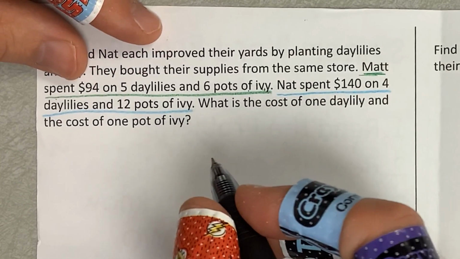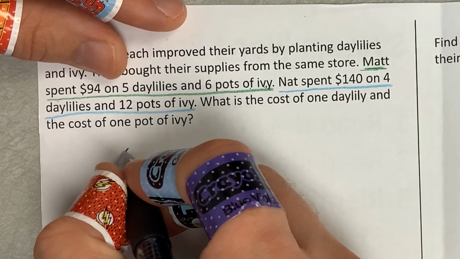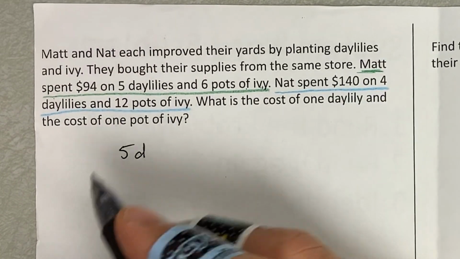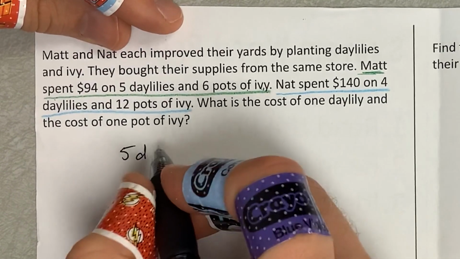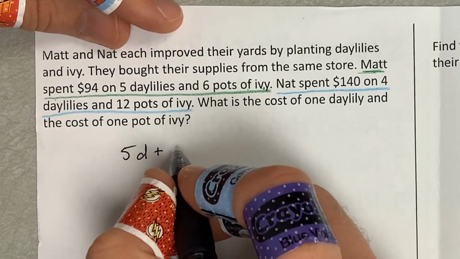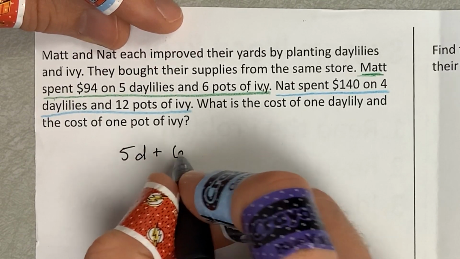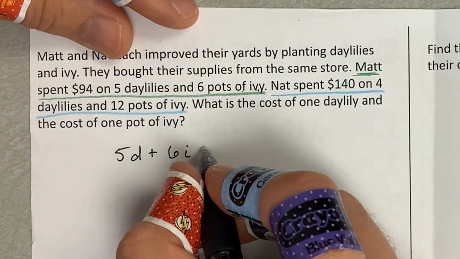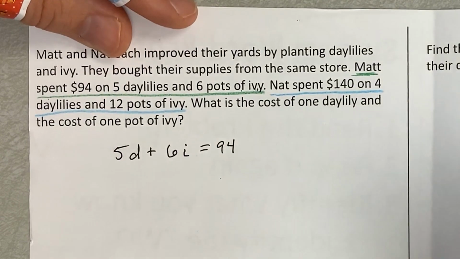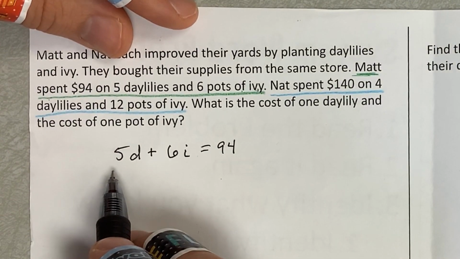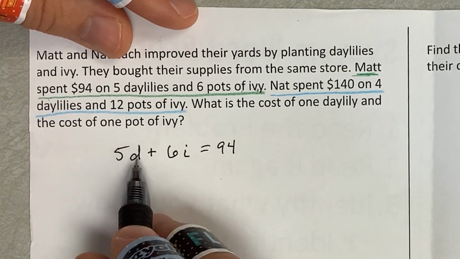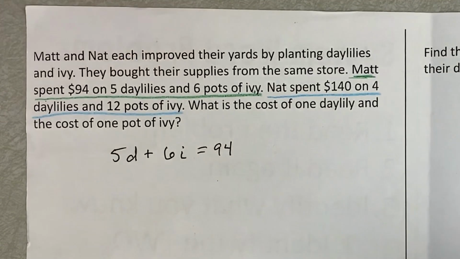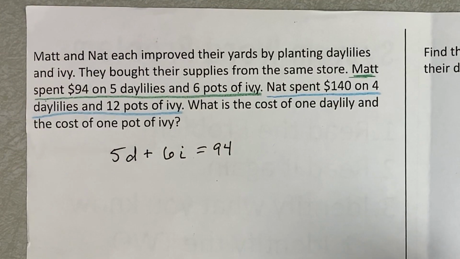So Matt, he spent $94. So 5 daylilies, 5D. I put a D there because I don't know how much daylilies cost, but it's 5 times that amount. And I'm going to add to it how much I spent on ivy. I'm buying 6 pots of ivy. I'll use I for ivy. And again, it's going to equal $94. So 5 daylilies at some unknown price, 6 pots of ivy at some unknown price. You add all that together, you get $94. That is scenario 1 with Matt.